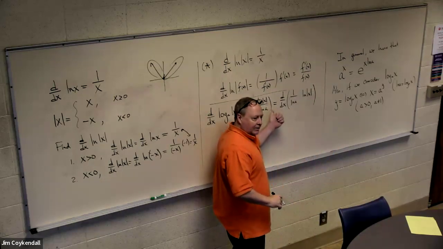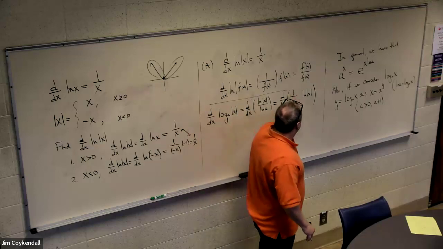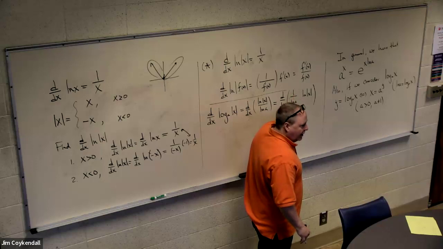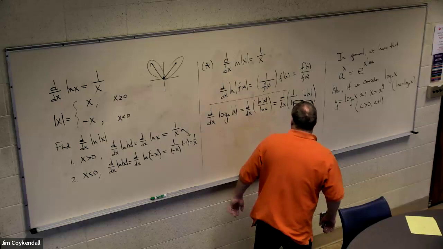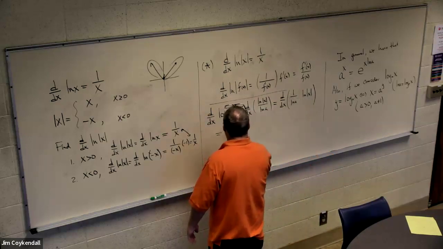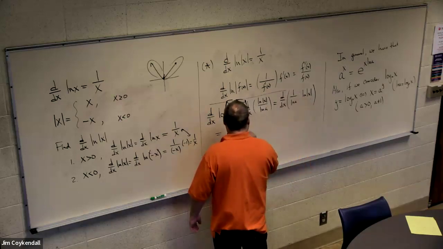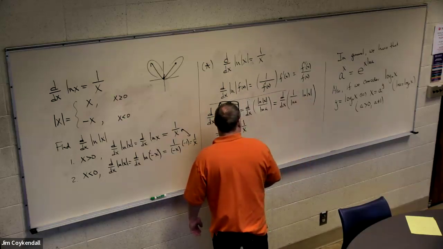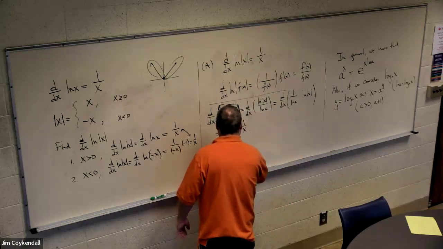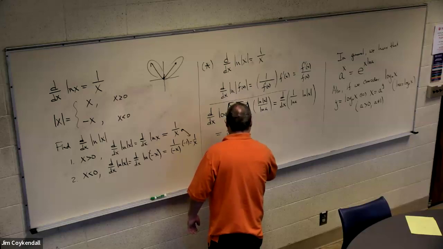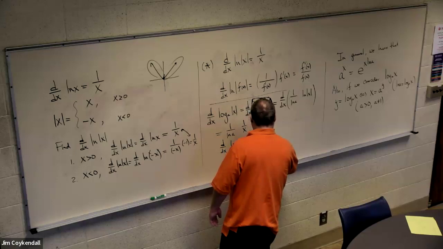You might be tempted to look at this and say, hey, do a quotient rule, but that's total overkill. Because 1 over log a, remember, a is a number, so log a is a number, so this is no different than a 2 or a 3 or something multiplying this. This is 1 over natural log of a, and the derivative of natural log of the absolute value of x is 1 over x. So the derivative of log base a of the absolute value of x is 1 over x times the natural log of a.